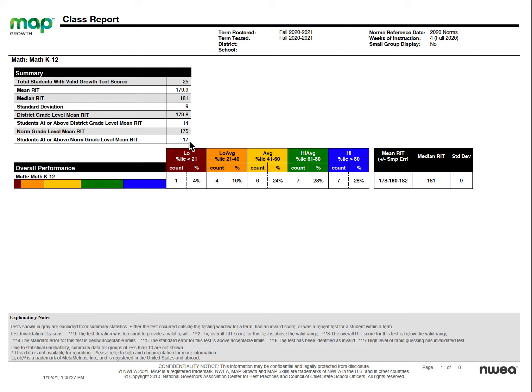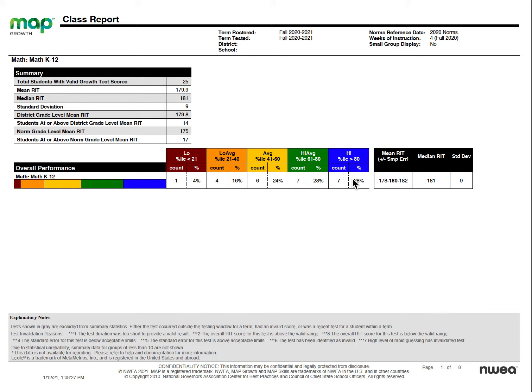And then if I go down here, we have 17 students at or above this 175 number, which is the grade level norm across the nation, okay? This also is really great because it tells us where our students fell in their percentile rank. So quickly, we have 4 students performing between the 21st and 40th percentile, 6 kids that are performing just absolutely average. That's what's expected at that grade level, 41 to 60. And then we have 14 kids right here performing above that 61st percentile, 7 here and 7 here.